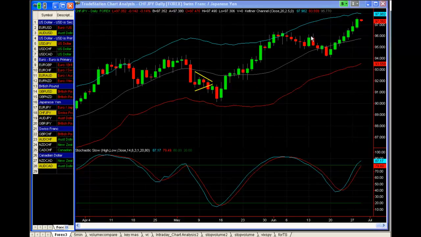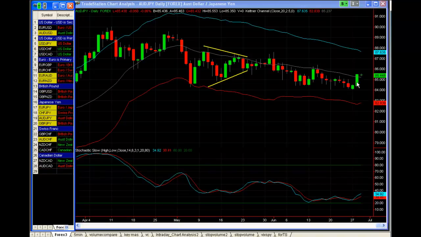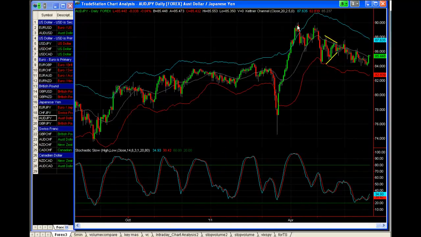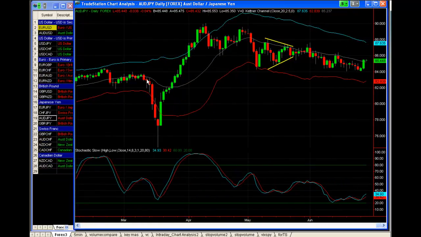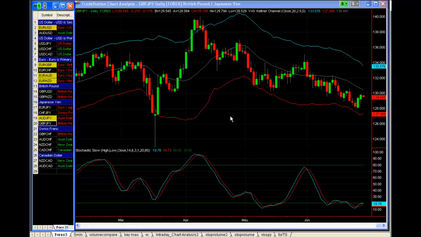Here is the Swiss versus the yen, and a nice push higher here. Watch this upper Keltner for resistance. Here's the Aussie yen. Nice day on Tuesday. Expecting digestion here. Still in an overall short-term downtrend, but overall, this could lead to higher prices here. Okay, so that's the Aussie yen. Here is the pound yen. Watch the moving average as potential resistance.